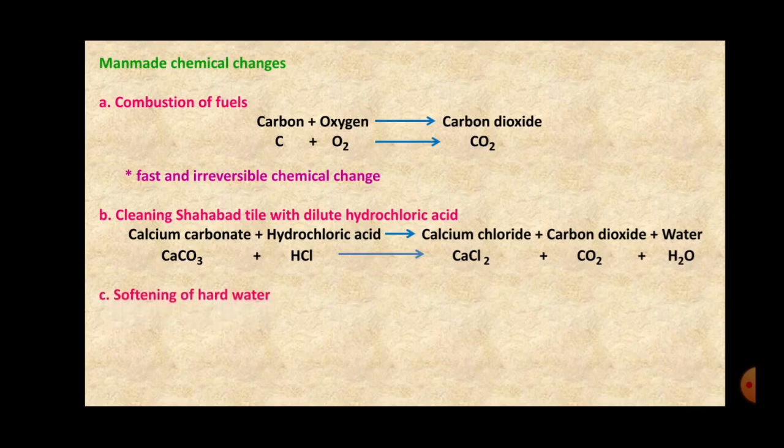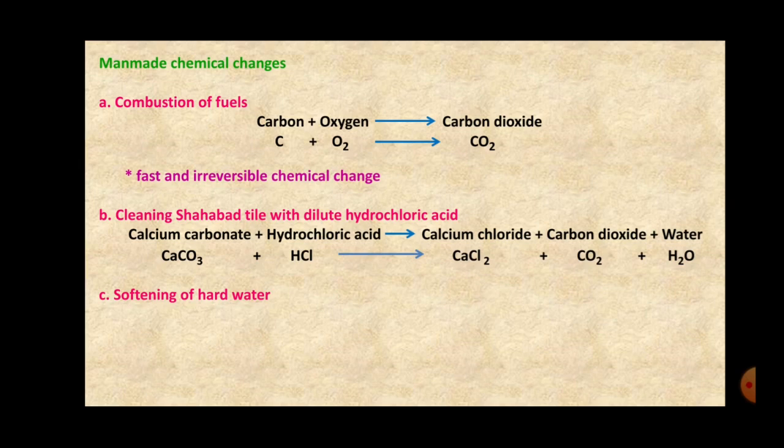The third one is given as softening of hard water. Now, the water which we get from the tube wells or wells is hard water. The taste is different and it does not form lather with soap, because this hard water contains the salts of calcium and magnesium. So it is magnesium chloride, magnesium sulfate, calcium chloride and calcium sulfate.